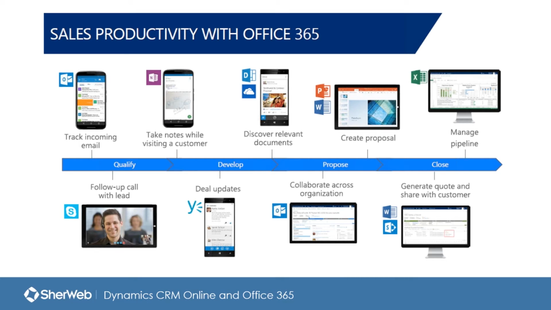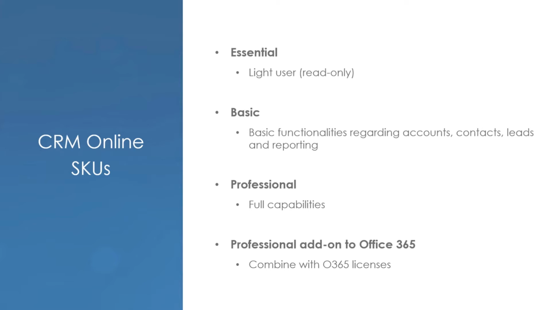Just to finish this overview before we go into how to customize CRM Online, I want to show you the licenses that you can get. So the basic one, the light user one, is Essential. That's really for people that just need access to activities, management, and feeds. The Basic one, if an employee needs to access accounts, contacts, leads, and reporting, is not going to get admin rights with this one.